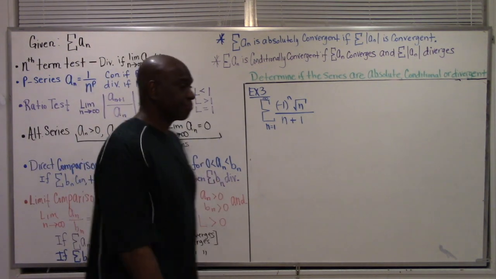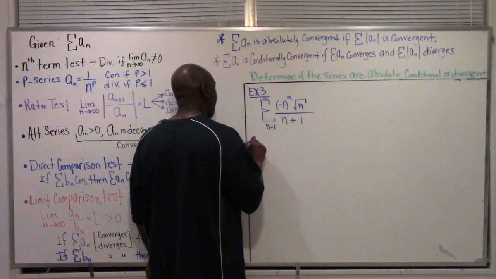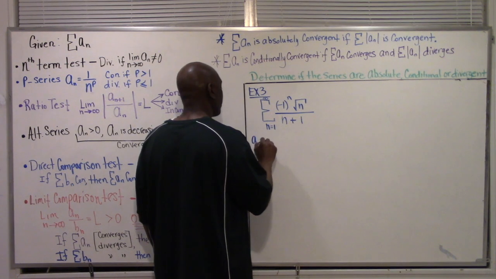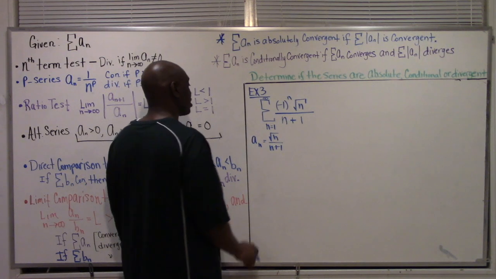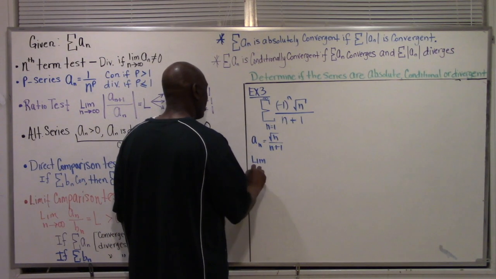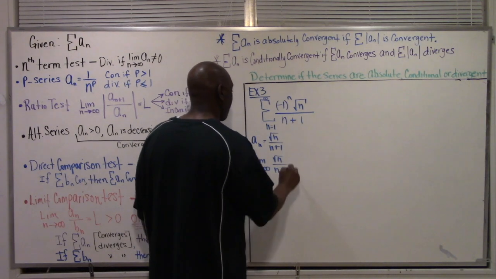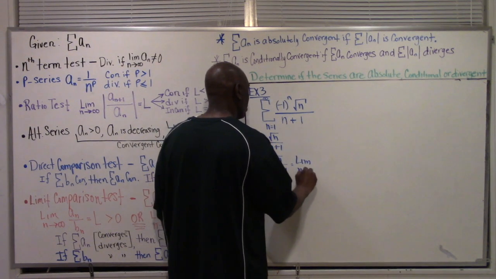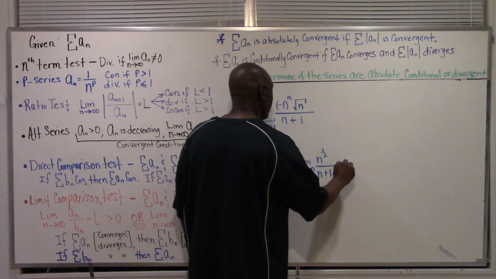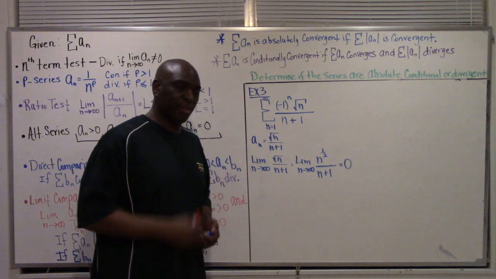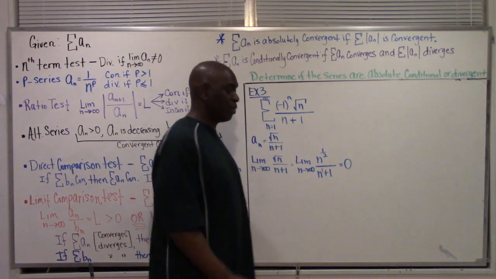Step 1. Take a look at the nth term test for divergence. Here's the series. The series is a_n, which is the square root of n over n plus 1. Let's look at our limit. The limit as n goes to infinity of the square root of n over n plus 1 equals the limit as n goes to infinity of n to the 1/2 divided by n plus 1. And we know that does for sure equal 0 because the power of the variable in the numerator is smaller than the power of the variable in the denominator, which is a 1. So that equals 0.